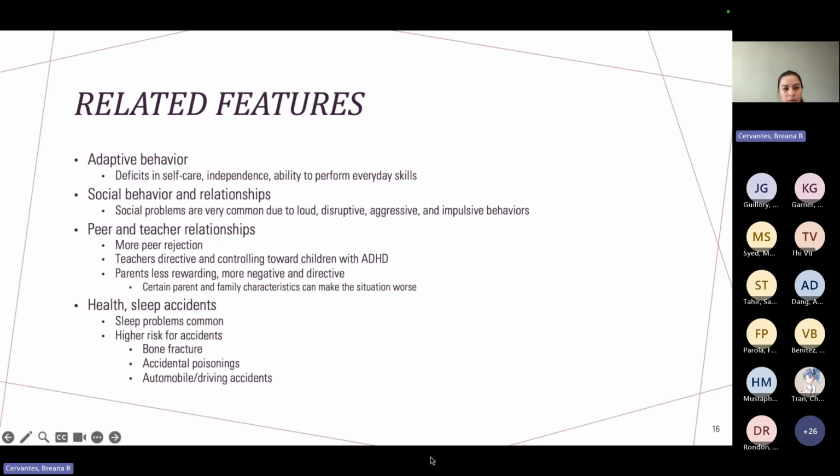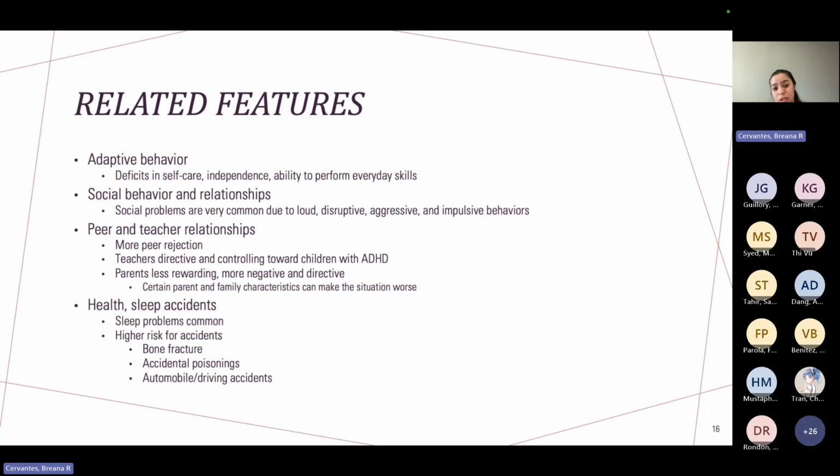Okay, and then I think this is the last one on related features. So again, adaptive behavior. That's more about your independent life living skills. So taking care of your teeth, or putting your clothes on, keeping your room clean. A lot of those things get impacted in a deficit type of way.